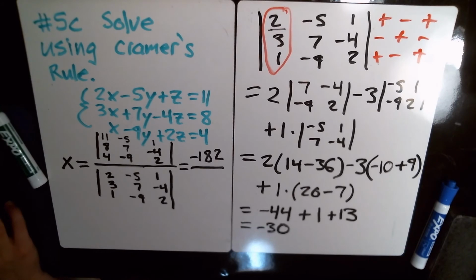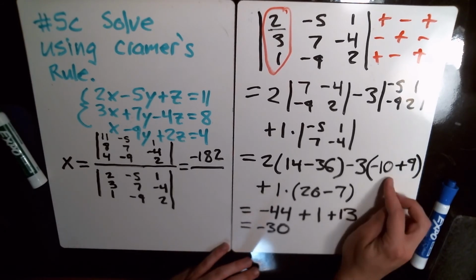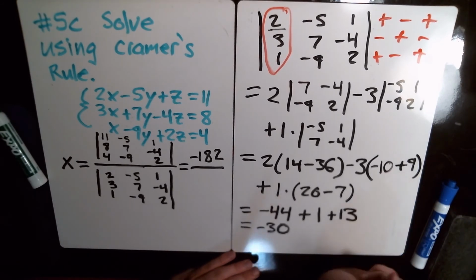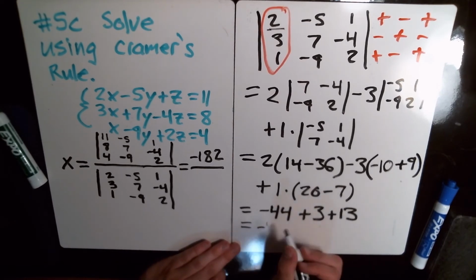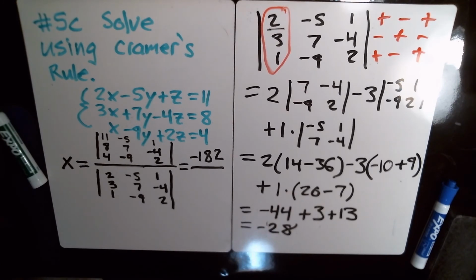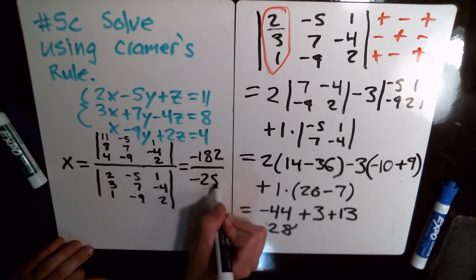Let me check and make sure that that is correct, because I would hate to lead you astray. Where is it? It's not quite right. I'm off by 2. What happened here? Oh! Yeah, this should be a 3, because -3 times -1 is +3. There we go. -28. So that would be the bottom of this fraction, is -28.